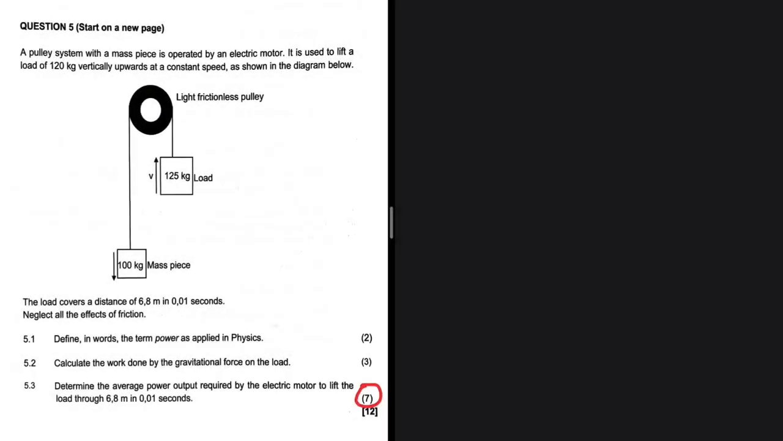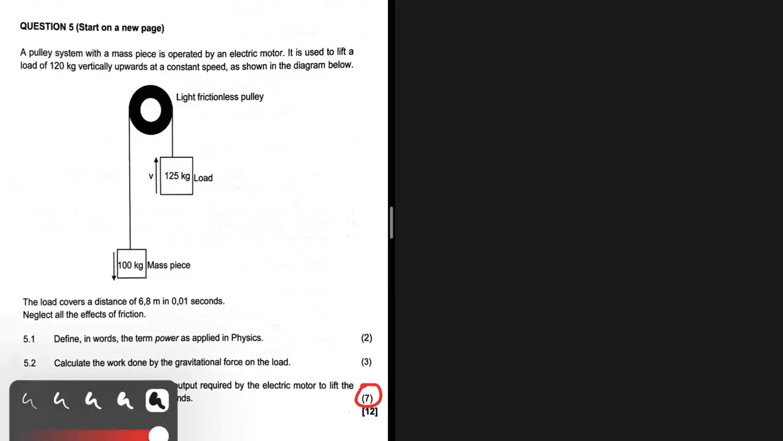This is laziness, if I can say, more especially because this same problem was in the June examination. But anyway, let's see what is happening. So we have a pulley system with a mesh piece operated by an electric motor. It is used to lift a load of 120 kgs. Look at this.